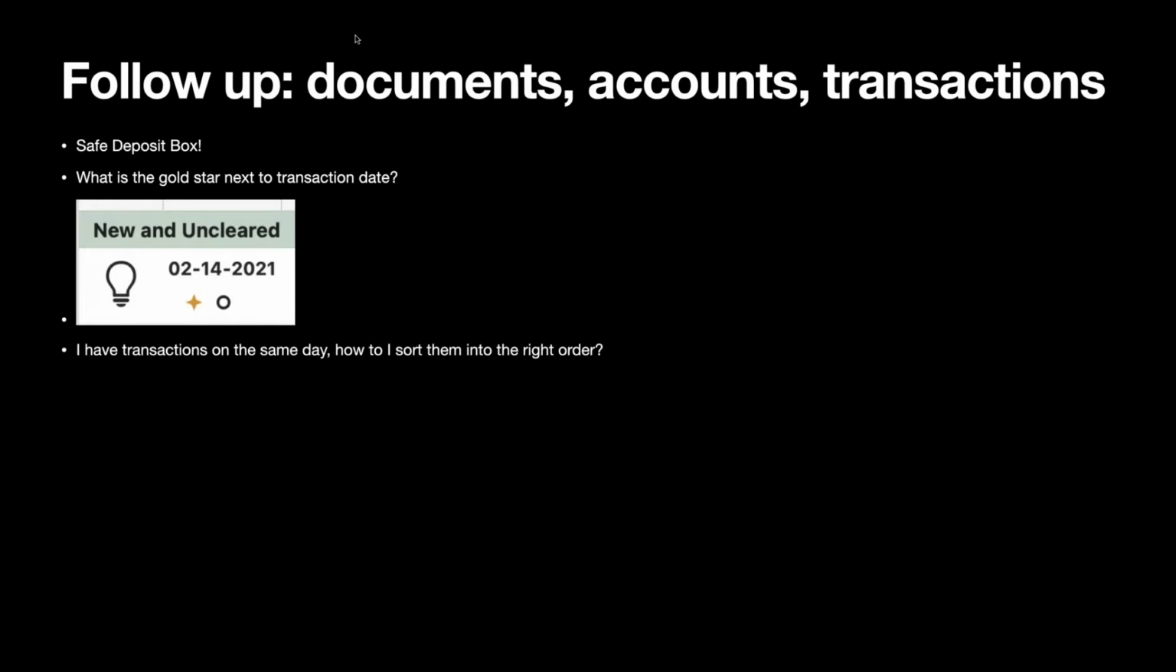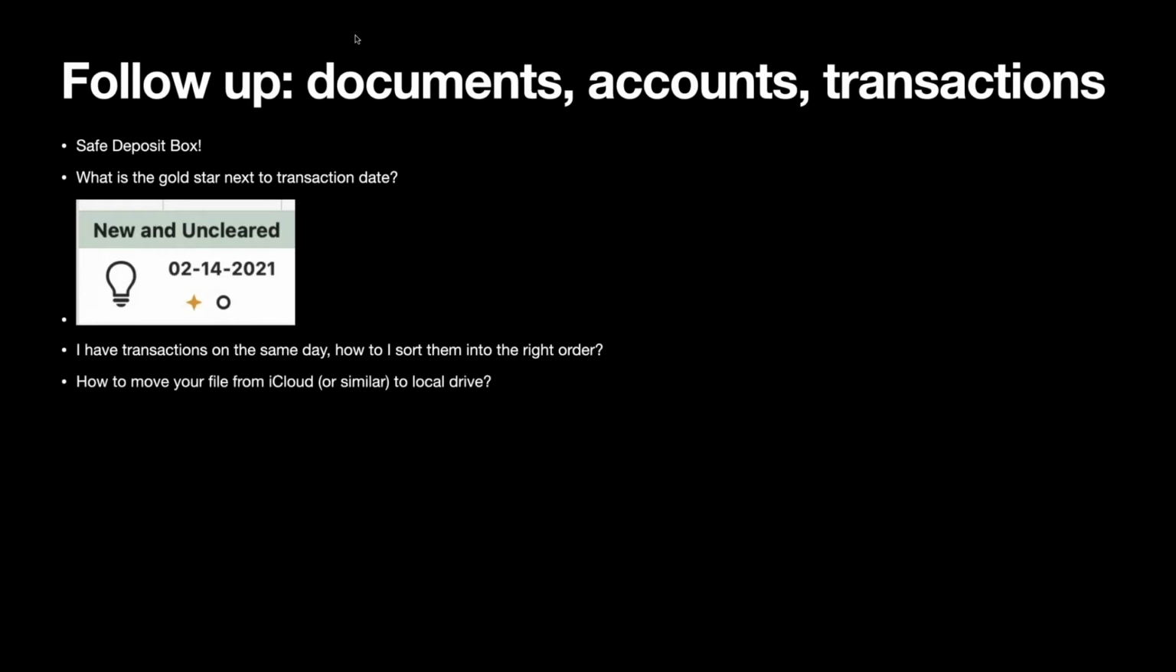Somebody wanted to know, if you have transactions on the same day, but they seem like they're in the wrong order, how do you sort them? Well, for transactions that occur on the same day, you can simply drag and drop them to rearrange them to the correct order. This can be particularly helpful with some investment transactions, right? If you happen to buy and sell a stock on the same day, that order is important.